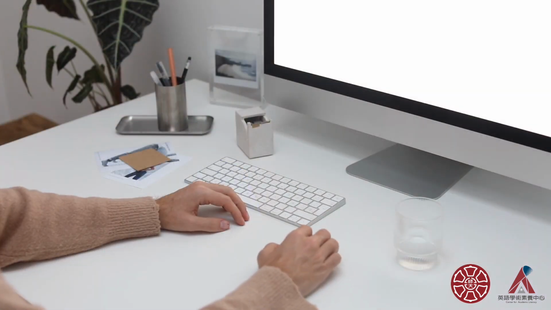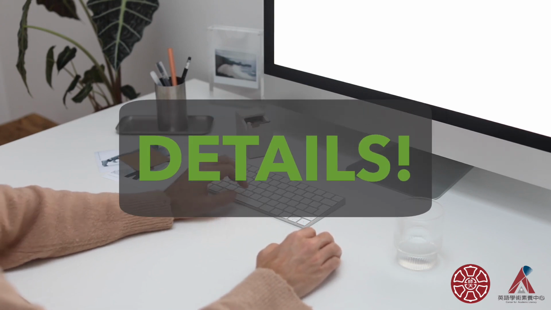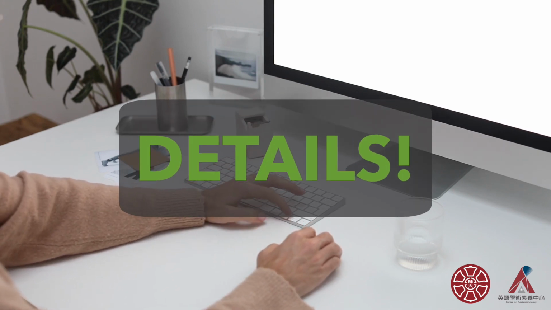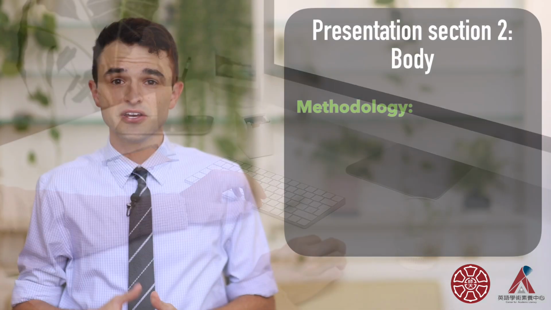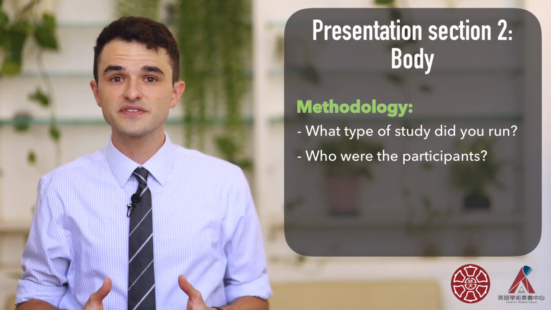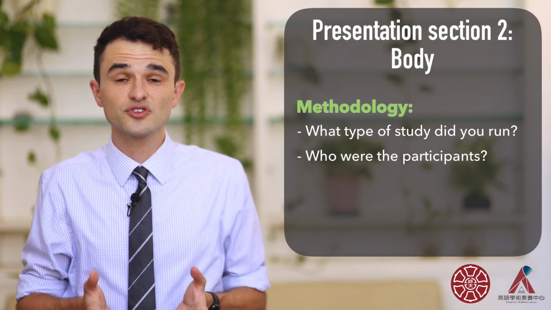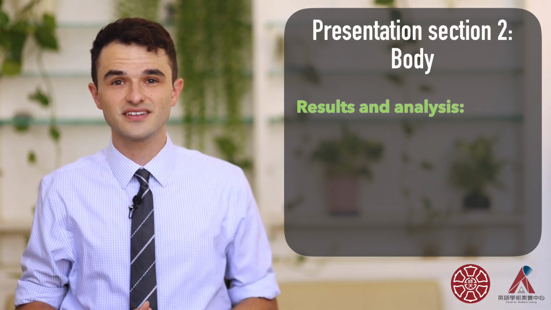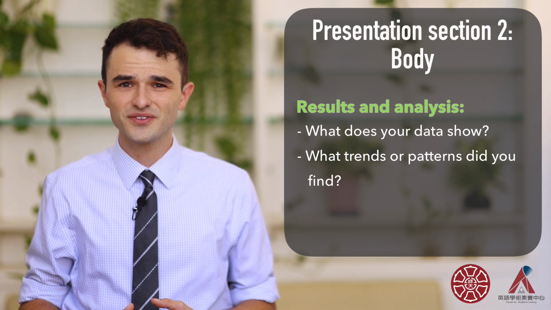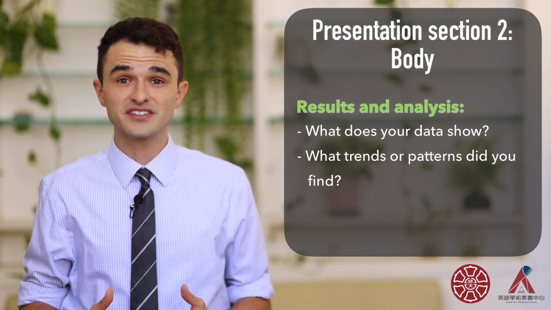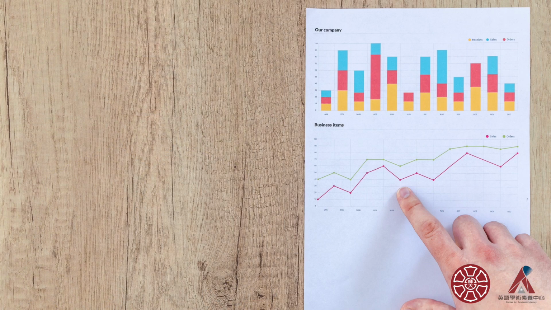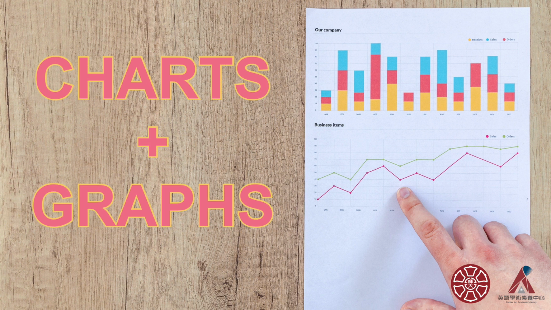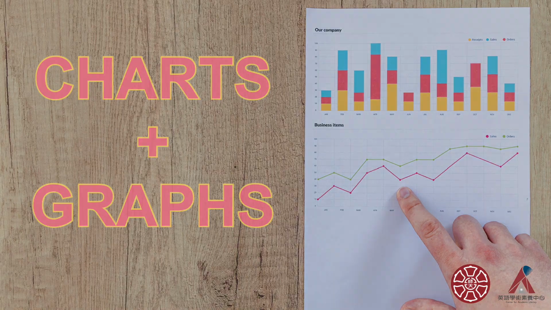Presentation Section 2, Body. The body of your presentation provides the details of your research. This is what most people are interested in. Methodology. What type of study did you run? And who were the participants? Results and analysis. What does your data show? What trends or patterns did you find? This is a great section to display charts and graphs to help your audience understand and interpret your data.